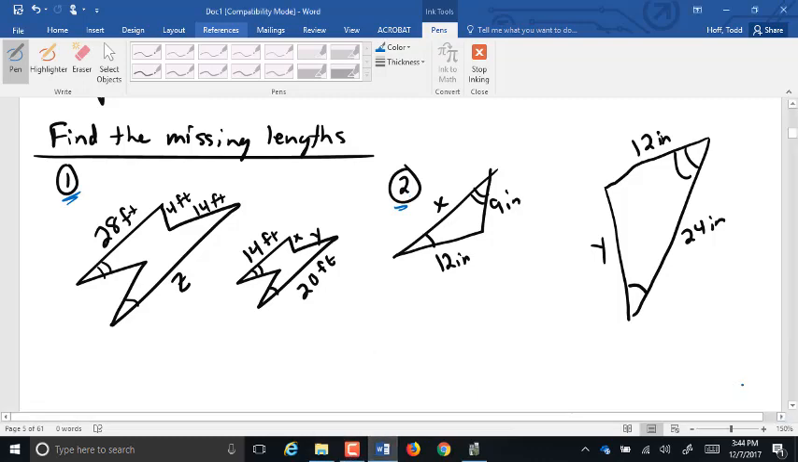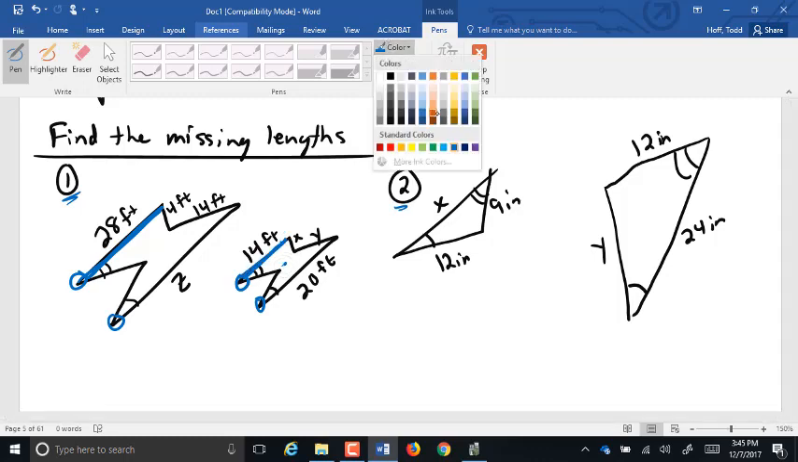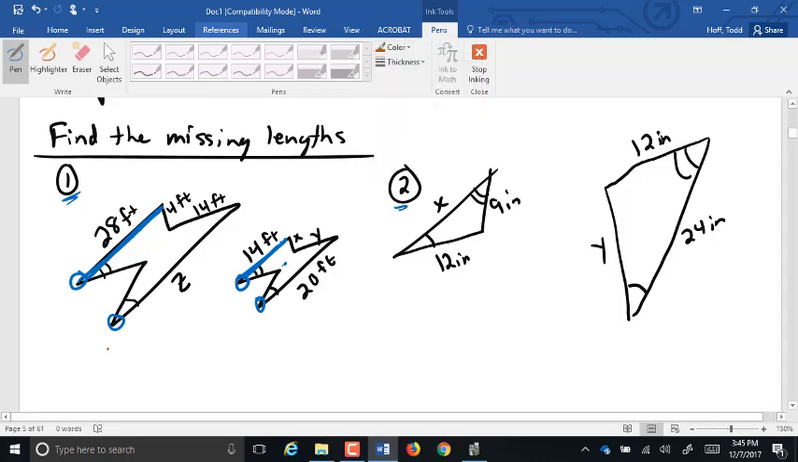Okay, so for number one here, we can see these angles are marked that they're together. So that just tells us that these two shapes are in the same orientation. So the 28-foot side in this figure corresponds to what side in this figure over here? The 14. In fact, there's the side where we know both lengths. So we've got 28 to 14.